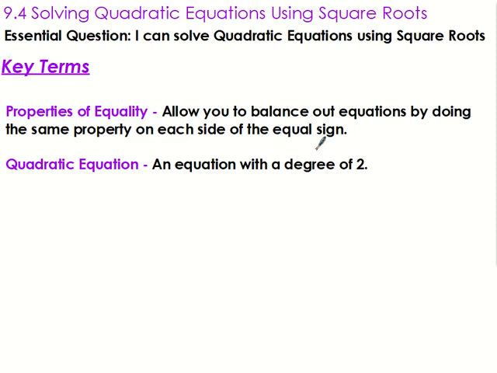So we're kind of blending 9.3 and 9.2 in a sense together. So properties of equality allow you to balance out equations by doing the same operation on each side of the equation. That's just how we solve equations, right? If I add to one side, I add to the other side. If I divide one side, I divide the other side. And just another reminder that quadratic equations are equations with a degree of 2. Any time you see an equation with a degree of 2, it is considered a quadratic.